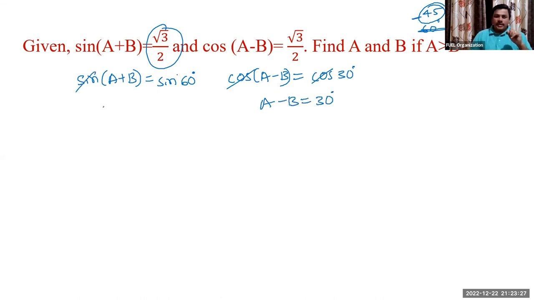And here sine gets cancelled. You will get A plus B is equal to 60 degree. So after solving by using the pair of linear equations with two variables, you will get the answer as 45 degree and 15 degree. Good children. The next question, those are solving, you can do simplification. That part is very simple.